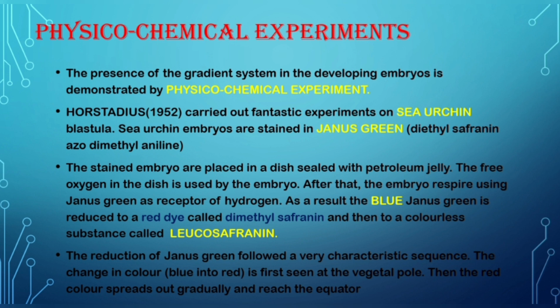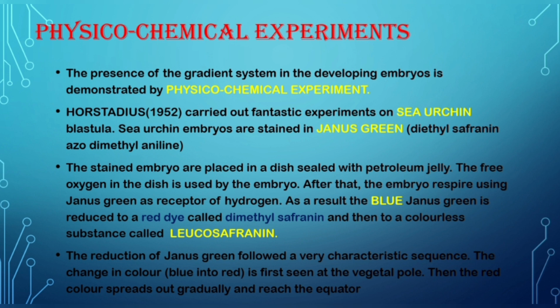The embryos are stained in Janus green, diethyl safranin, dimethyl safranin. The stained embryos are placed in a dish sealed with petroleum gel. The free oxygen in the dish is used by the embryos. After that, the embryo respires using the Janus green as the acceptor of hydrogen. As a result, the blue Janus green is reduced to a red dye called dimethyl safranin and then to a colorless substance called leucosafranin.